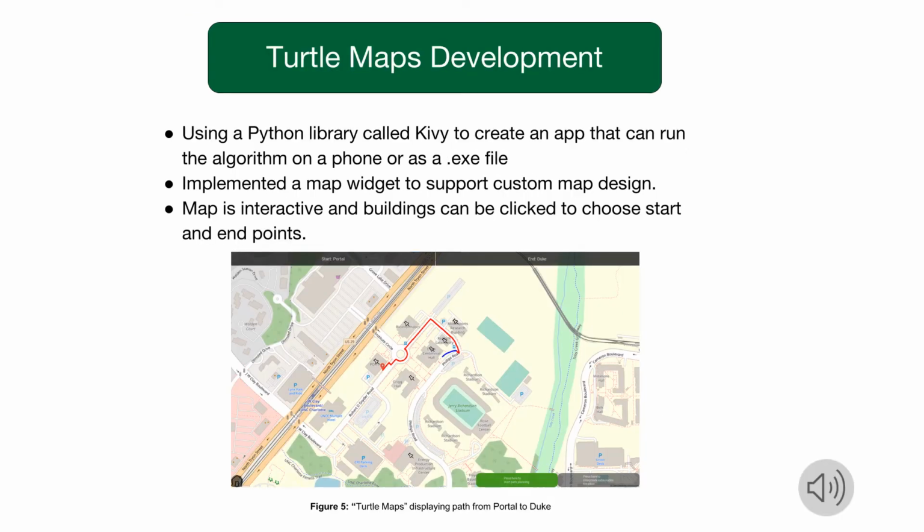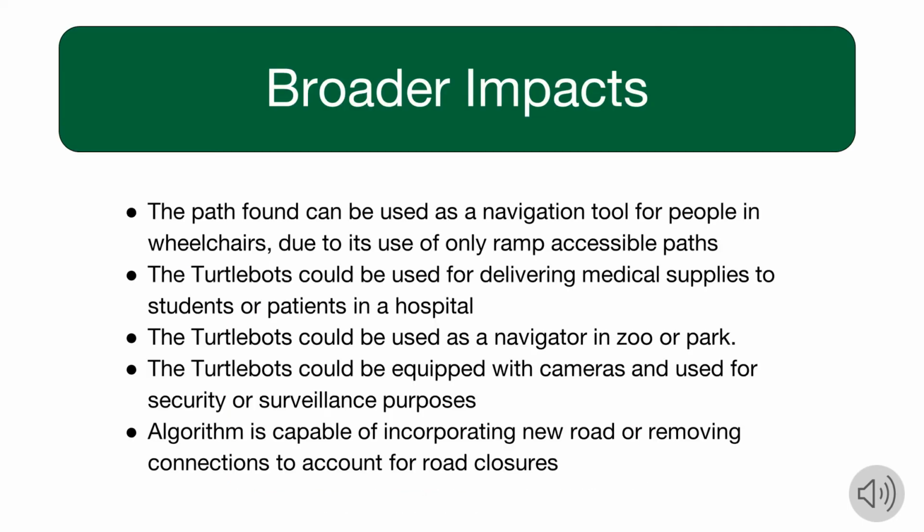Our team has also created an application called Turtle Maps that is able to run the algorithm on computer and mobile devices. It utilizes a library called Kivy that helps us implement a map widget from OSM to create interactive, customizable maps. The main novelty of our project is that our algorithm is capable to display ramp-accessible paths not found in other navigation applications such as Google Maps.